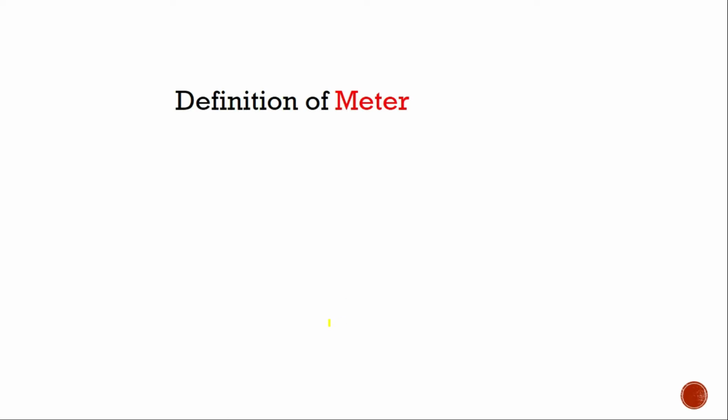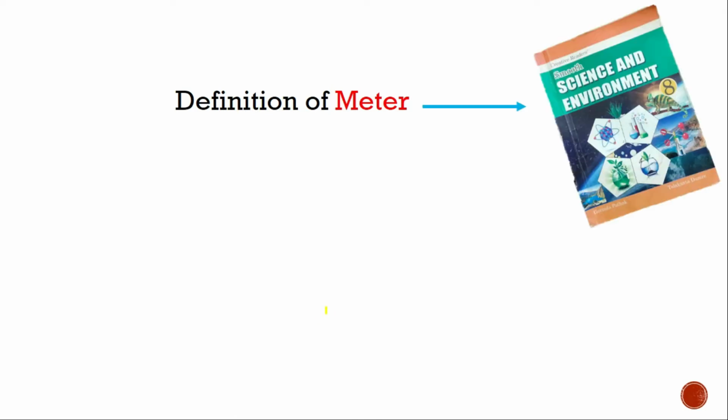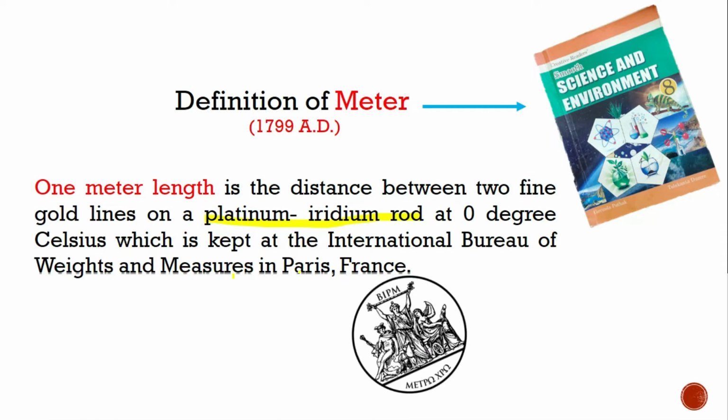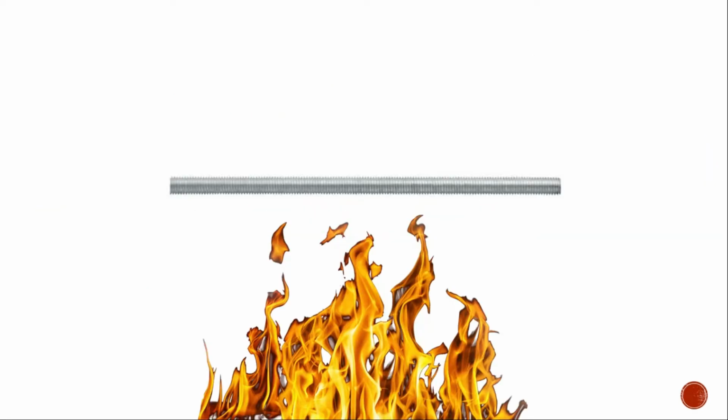According to the definition which is given in your books, which was defined around the year 1799 AD, a meter of length is nothing but the length between two fine gold lines present on a platinum iridium rod at 0 degrees Celsius, which is kept at the International Bureau of Weights and Measures. The temperature here, which is 0 degrees Celsius, is very important to be maintained, as we know that with the change in temperature, the size of the metal, like platinum in this case, will change too, which must not happen, at least with one standard unit on the basis of which the whole world is going to perform its various measuring activities.